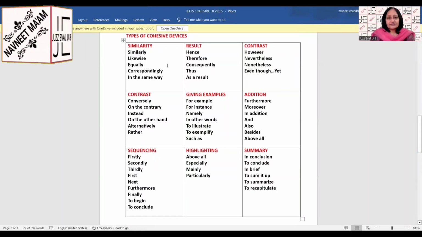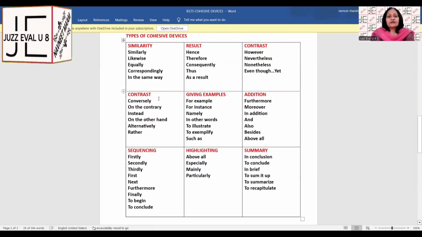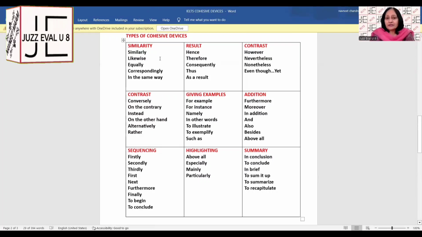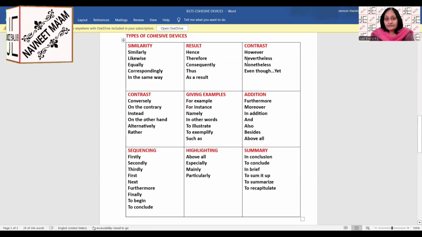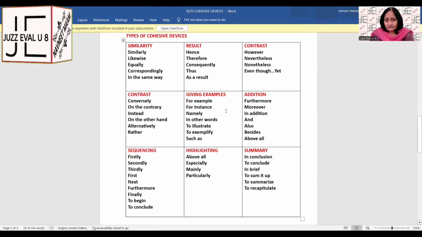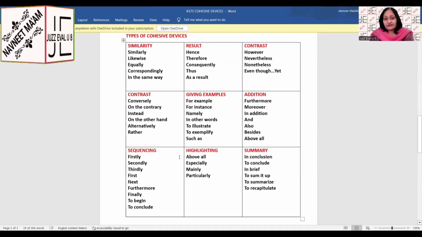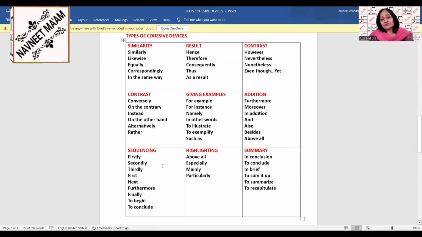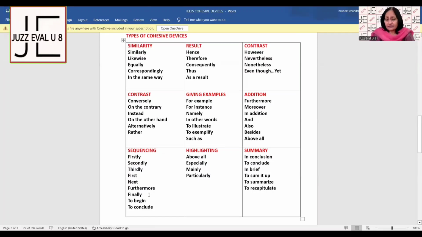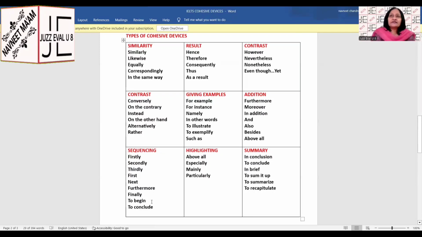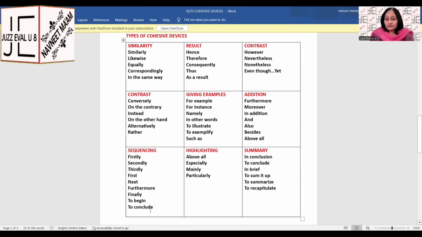Okay, so these are the different types of connectors that you can use. So these are just an example. These are a few words which you can use if you want to use something similar or as a result, or you want to give contrast. And then these also, if you want to give an example, and if you want to add something, then sequencing, like you want to say something first, okay, firstly, then secondly, then in the end, you can say finally. And when you begin, you can just say to begin with, or when you're ending, you can say to conclude.